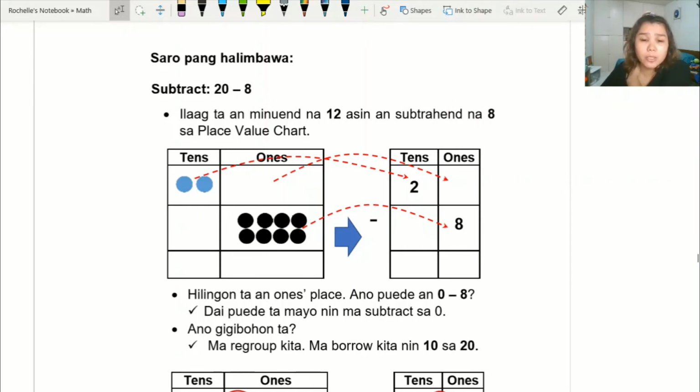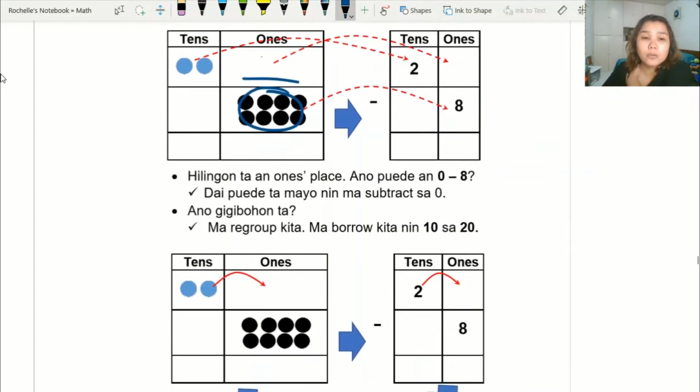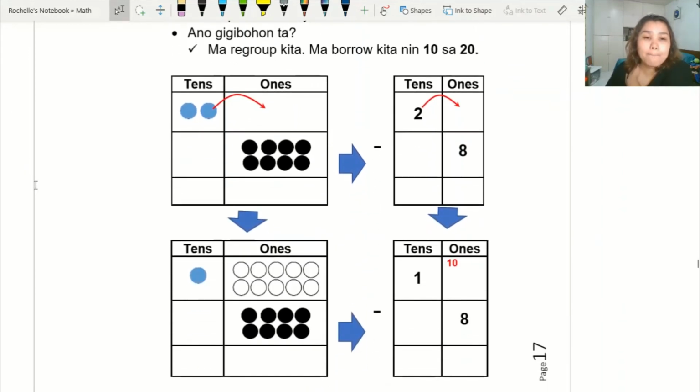So 1, 2, 3, 4, 5, 6, 7, 8. This is under 1. So nakikita nyo, wala siyang makukuha from this one. Anong mangyayari? So we have to borrow. Kaya on the next diagram, nakalipat dito, borrow 10.